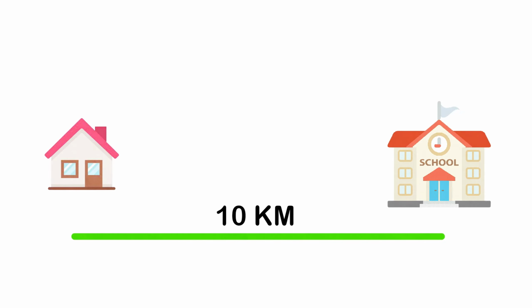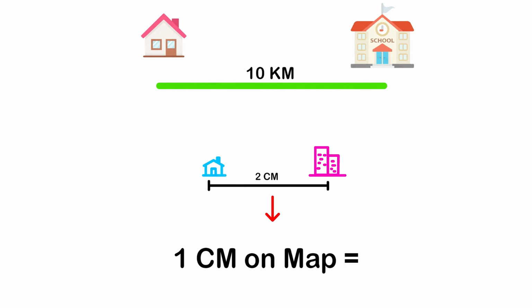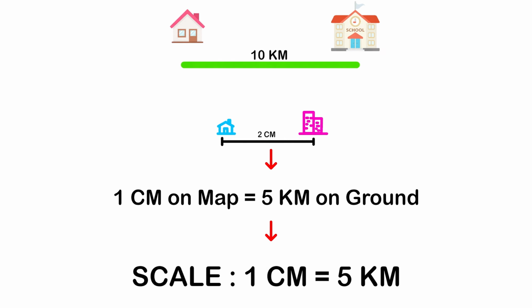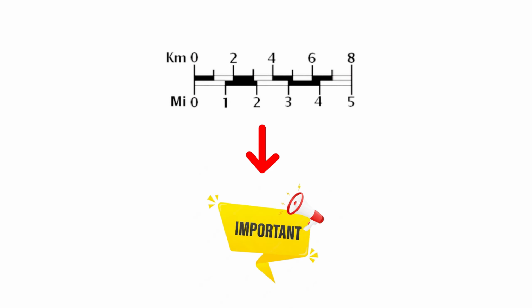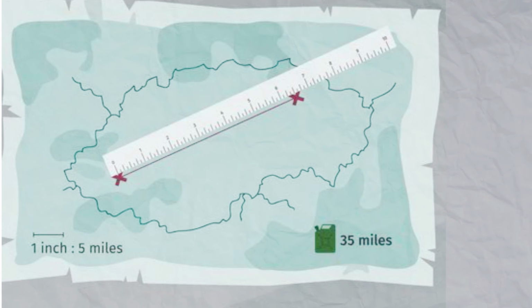For example, the distance between your school and your home is 10 kilometers. If you show this 10 kilometers distance by 2 cm on a map, it means 1 cm on the map will be shown as 5 kilometers. On the ground, the scale of your drawing will be 1 cm is equal to 5 kilometers. The scale is very important in any map. If you know the scale, you will be able to calculate the distances between any two places on a map.